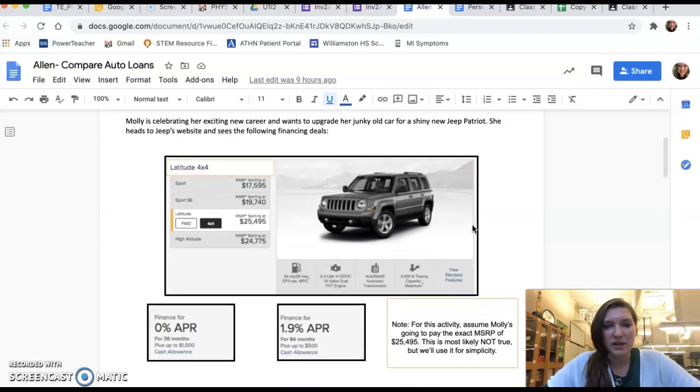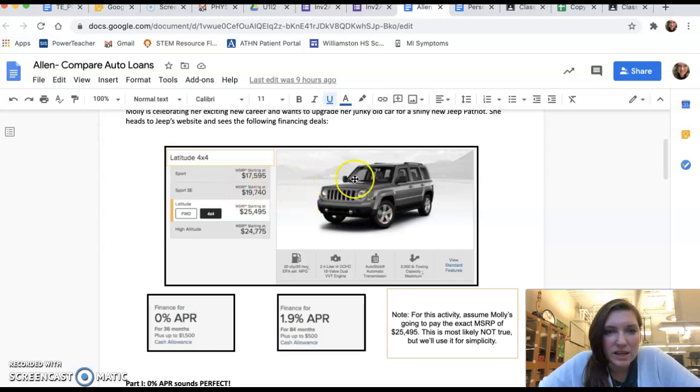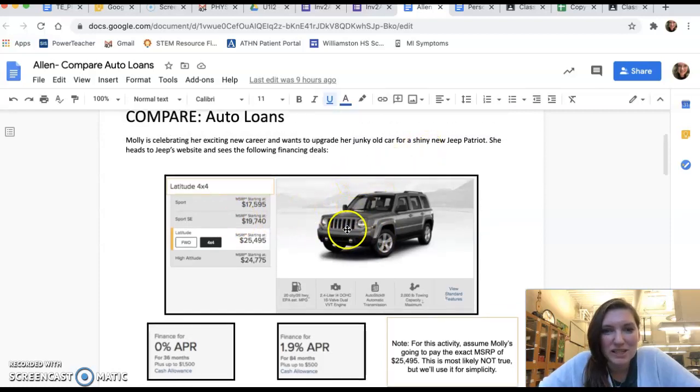What you need to do is you're looking at buying this Jeep Patriot Latitude and the MSRP, which means the manufacturer's suggested retail price, which is kind of like what you would expect to buy it for. It's kind of like when you buy new clothes and it says it would usually cost $70, but you got it for $20 or whatever. This is the $70, but we're going to work with that.